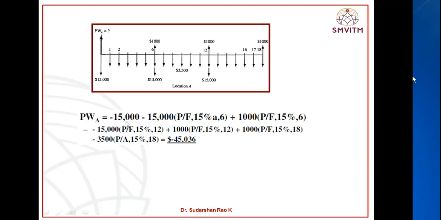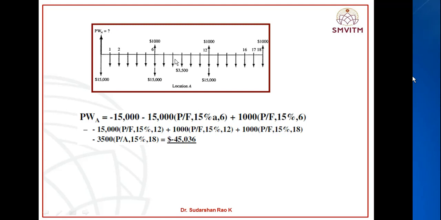Therefore, minus 15,000 is the present value at the beginning, the 0th year. Then minus 15,000 into P by F 15% 6 years: this is the future value after 6 years, converted to present value. Plus 1,000 P by F 15% 6 years. That is the first cycle.